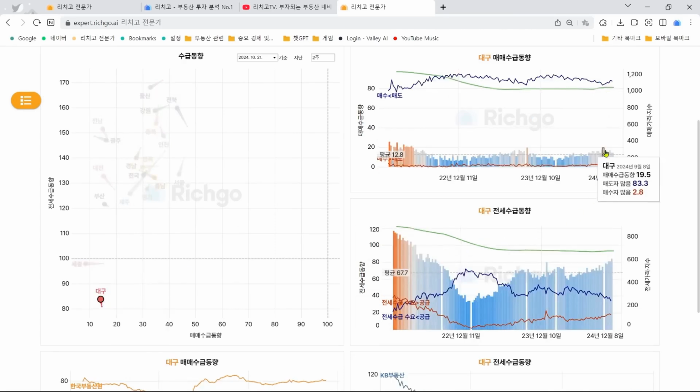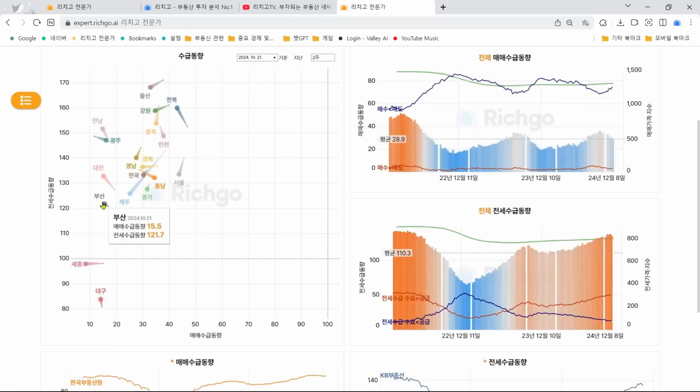In the case of Daegu, the sales supply is declining, but fortunately, the rental supply is still increasing. However, it is still only at 83. Therefore, I believe that the rental supply in Daegu will likely reach around 120 or 130 sometime next year. If that happens, the rental prices in Daegu will rise, and since Daegu is one of the regions where sales prices have dropped significantly, the improvement in rental supply could positively impact the sales supply and show a positive trend in sales prices.